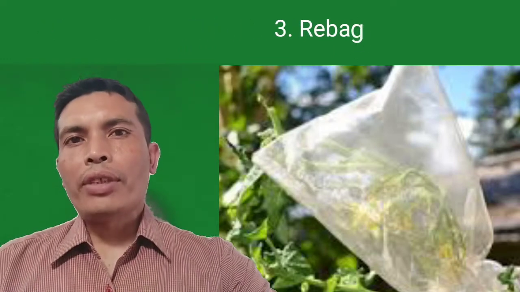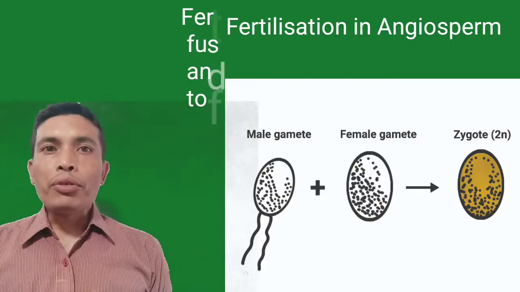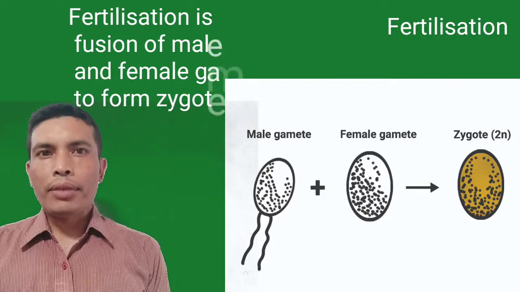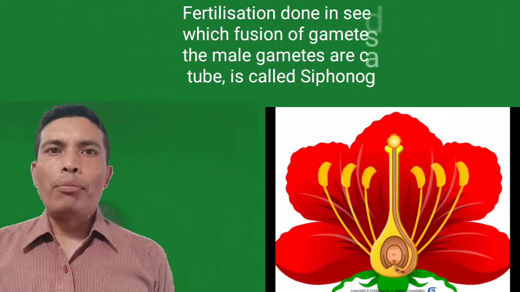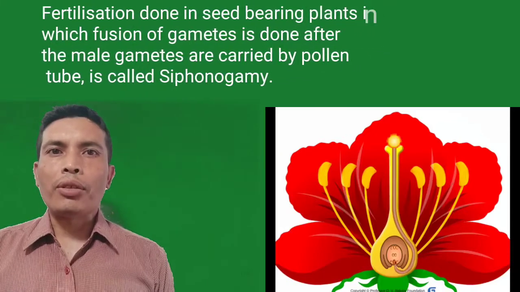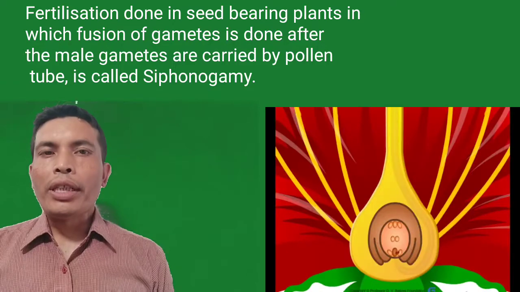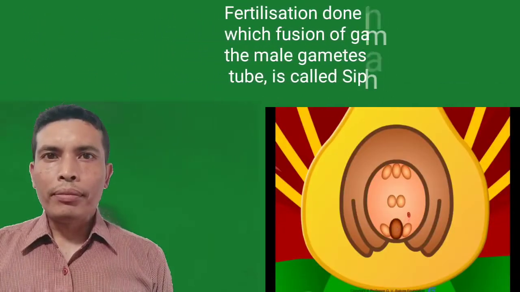Now let us know about fertilization in angiosperms. Fertilization is the fusion of a male and a female gamete to form a zygote, right? In seed-bearing plants, the male gametes are brought to the egg-containing female gametophyte or embryo sac by a pollen tube. Such fertilization with the help of the pollen tube is called siphonogamy, right?